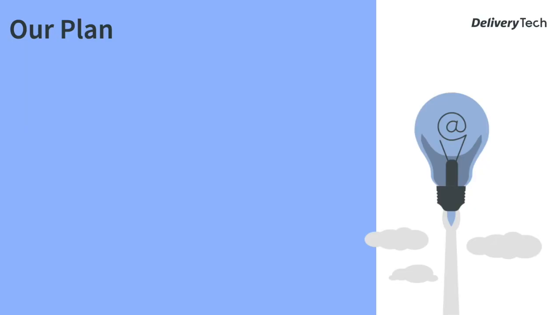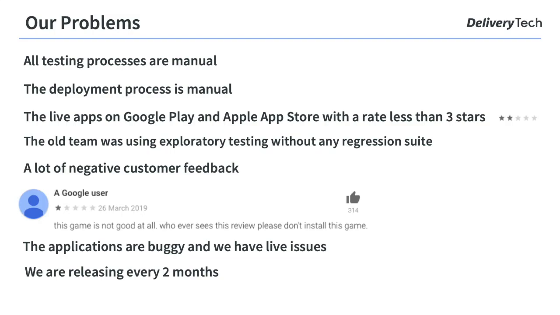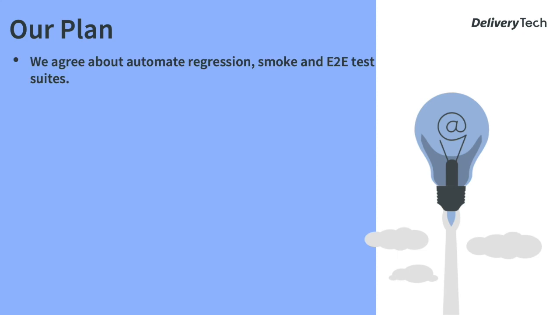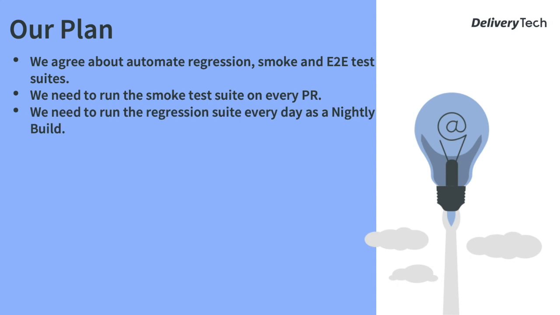So our plan: we'll start with our testing strategy. We need to put a strategy in place to solve all these problems. First, we need to agree on the scopes for regression, smoke, and end-to-end scenarios, and we need to automate all of them. Second, we need to run a smoke test suite in every pull request. For example, if the developer changes the code, we need to run our smoke test. Maybe it can be 10 test cases, maybe 20. But in the end, we need to figure out the core functions in our application, so that we can't merge this code without passing this smoke test suite.